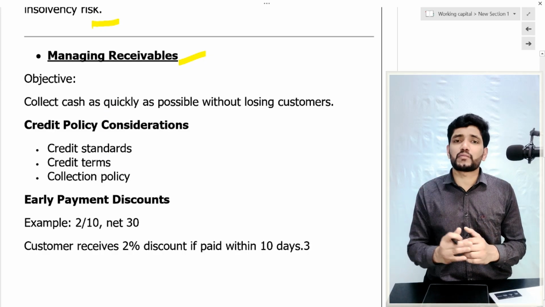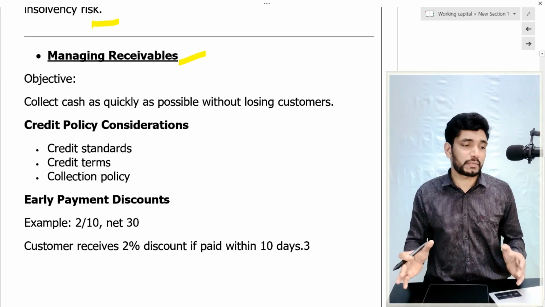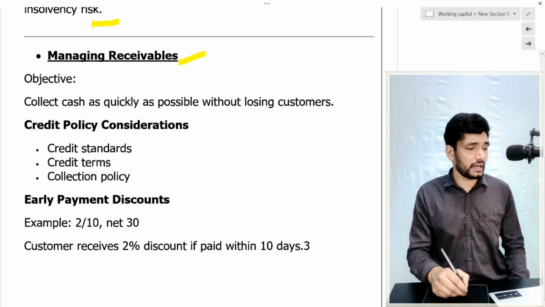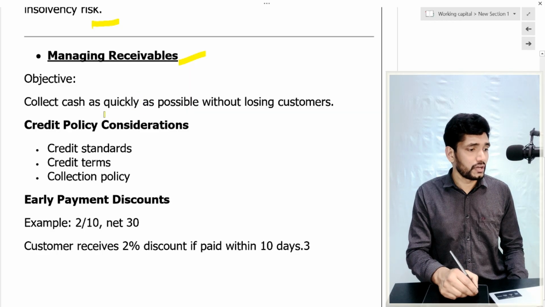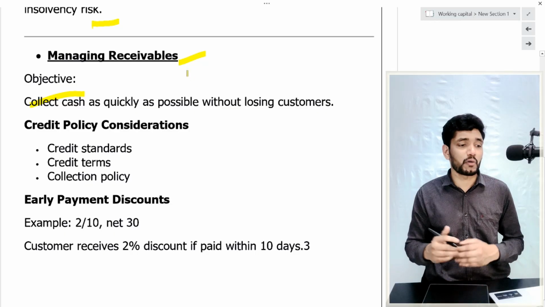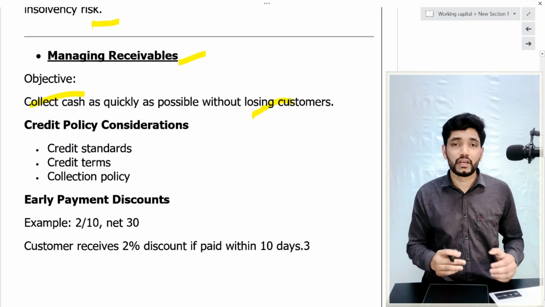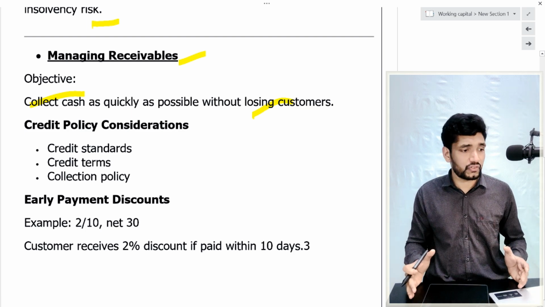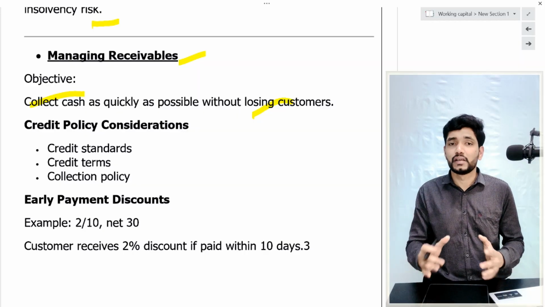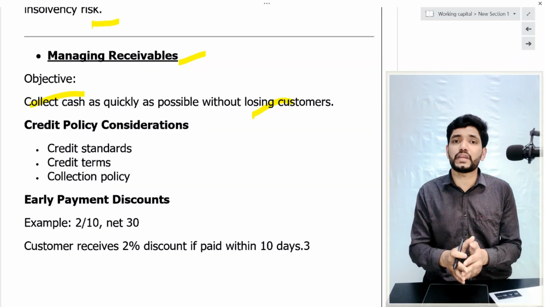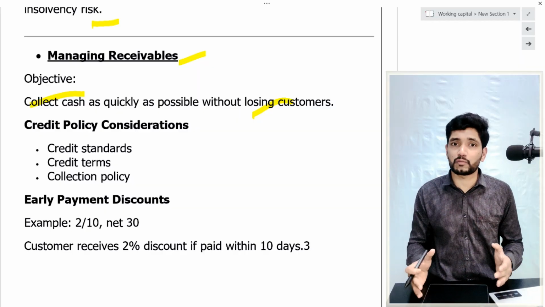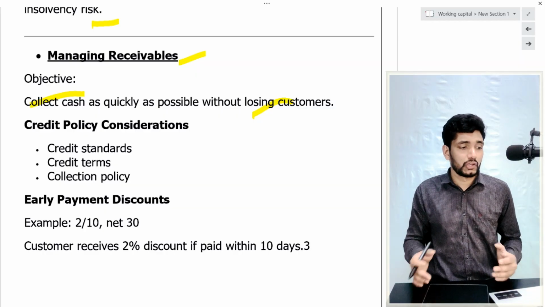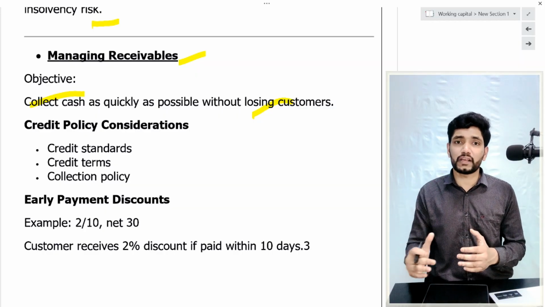So the proper management of receivables is very crucial for working capital management. The core objective of accounts receivable management is to collect the cash as quickly as possible without losing the customers. Here we have to manage two things. First, we have to collect the receivables as quickly as possible. The second consideration is also very important: without losing that customer, or without losing the future expected business from the customer. So we have to manage these two things very wisely.